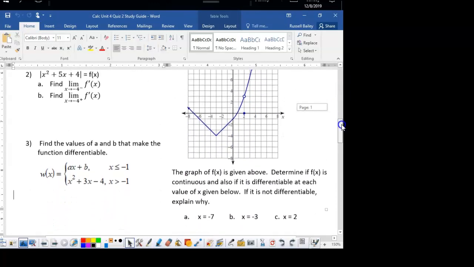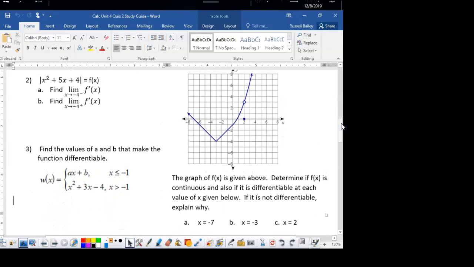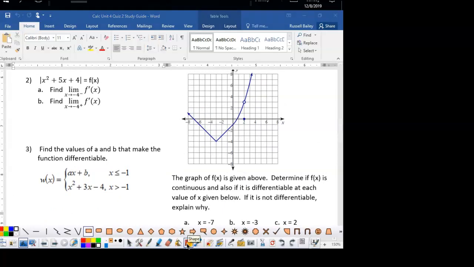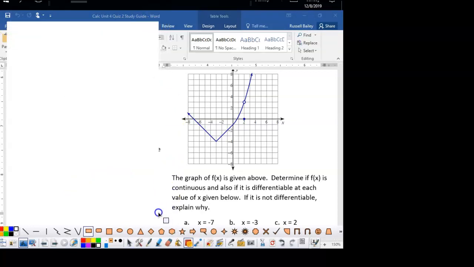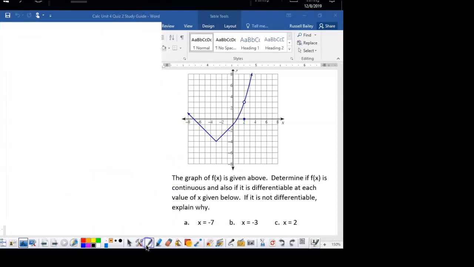Number 6. Okay, the graph of f of x is given above. Determine if f of x is continuous and also determine if it is differentiable at each of the x values given below. If it's not differentiable, explain why. So our first one we want to look at is x equals -7, which would be right here.